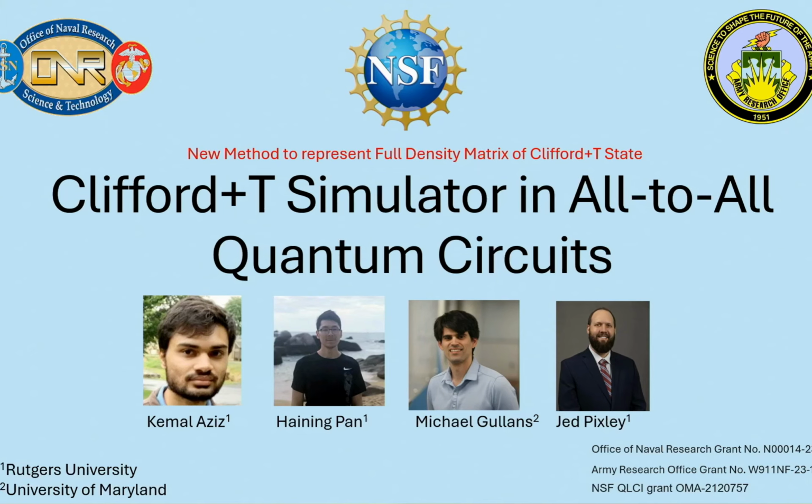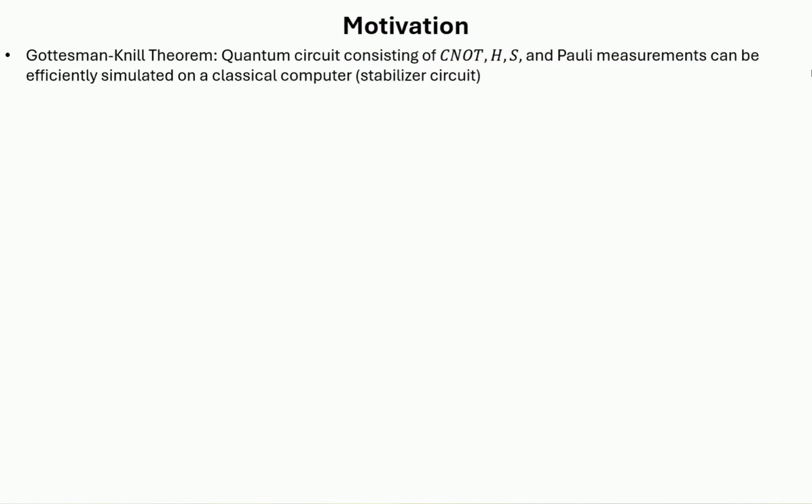Specifically, I'm going to be talking about a new method to represent the full density matrix of a state which undergoes evolution with Clifford and T gates. Some motivation: it's well known from the Gottesman-Knill theorem that quantum circuits consisting of CNOT, Hadamard, and phase gates, known as Clifford gates, and Pauli measurements, can be efficiently simulated on a classical computer. This is known as a stabilizer circuit. However, stabilizer circuits are not universal, meaning that an arbitrary quantum circuit cannot be written in terms of Clifford gates and Pauli measurements.